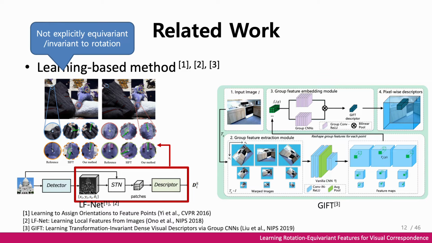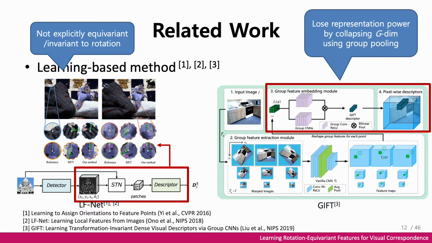A learning method, RFNet, obtains local features by applying rotational data augmentation. RFNet may be robust to rotation, but it cannot be said to be explicitly equivariant or invariant to rotation. In the most similar work, GIFT, their proposed bilinear pooling collapses the group dimension, so the descriptor loses representation power.